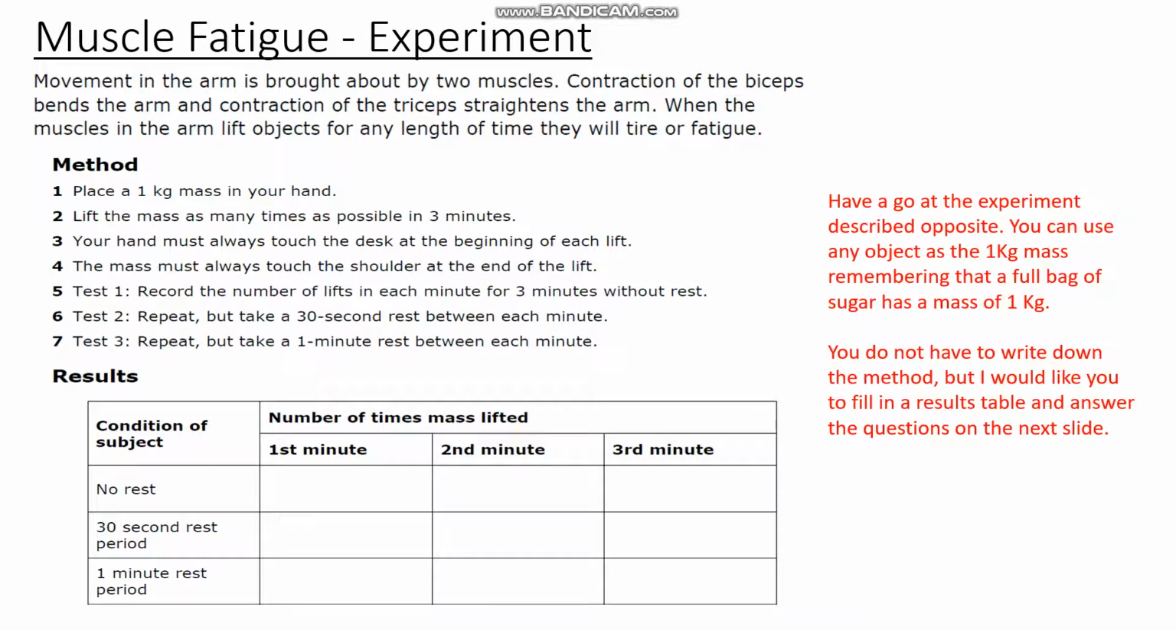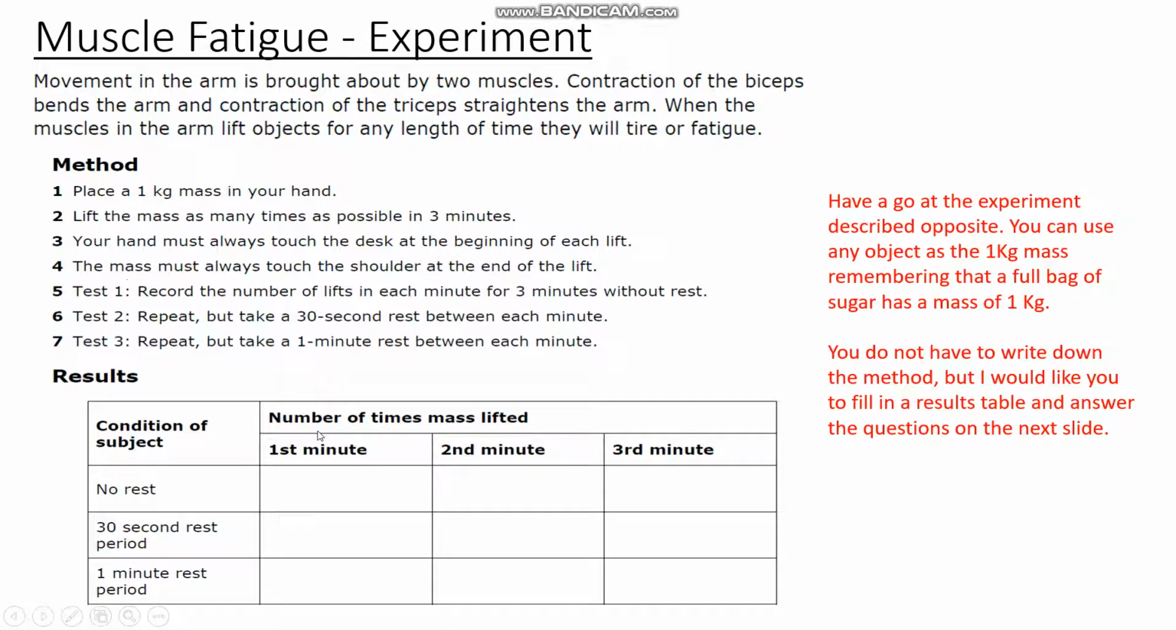Okay, at this point normally we do a little practical. Now because the practical is very simple, it's something that you can have a go at home. So what I'd like you to do is to have a go at the experiment described here. You can use any object as the 1 kilogram mass. If you want to use exactly 1 kilogram, you should be aware that a bag of standard sugar has a mass of 1 kilogram, so you could use that, or perhaps use something which isn't going to spill out if you hit the floor too hard with it.